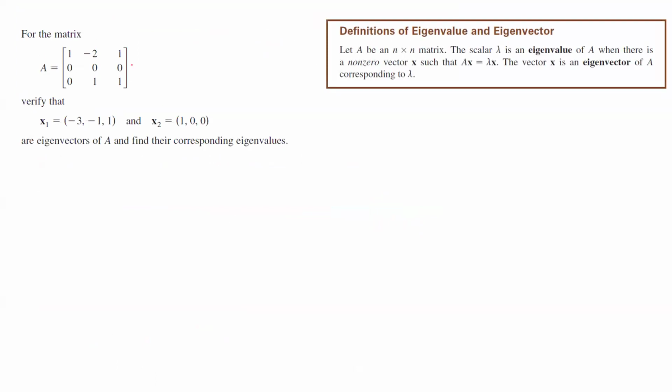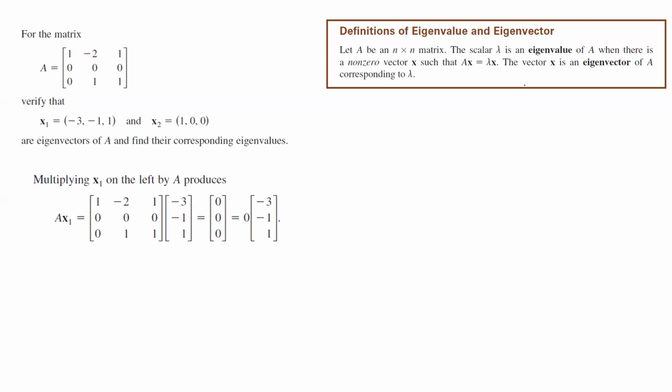Now suppose you have this 3 by 3 matrix. Verify that x1 and x2 are eigenvectors of A and find their corresponding eigenvalues. Let us begin, everybody. By definition, if you multiply A by an eigenvector x, you can simplify it to lambda times the same x. So this is all you're trying to do, doing algebra.